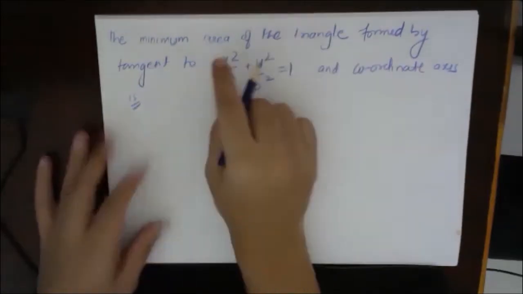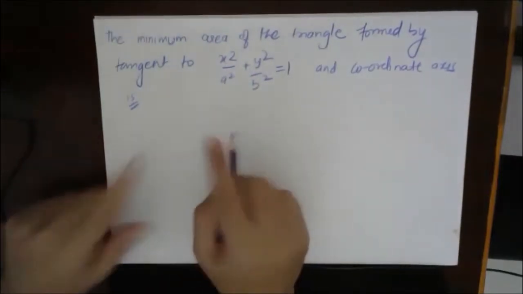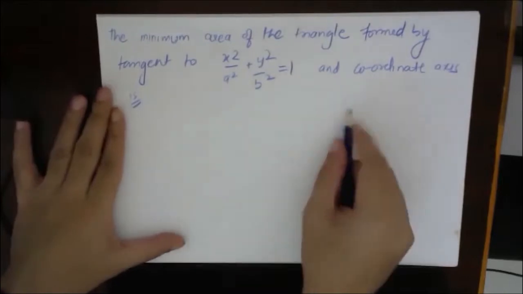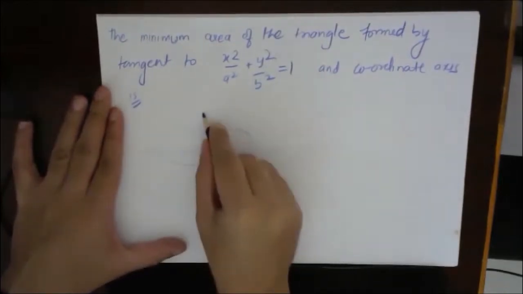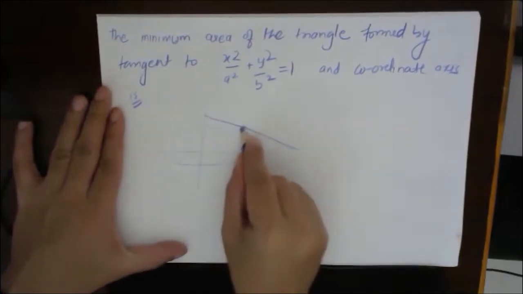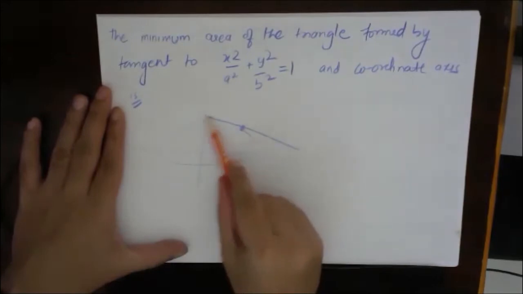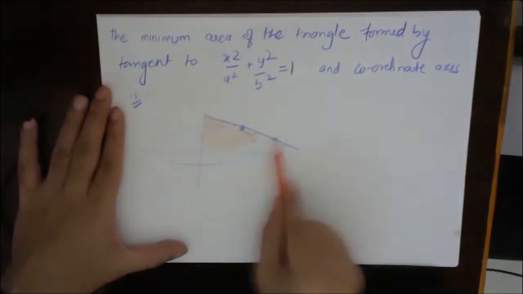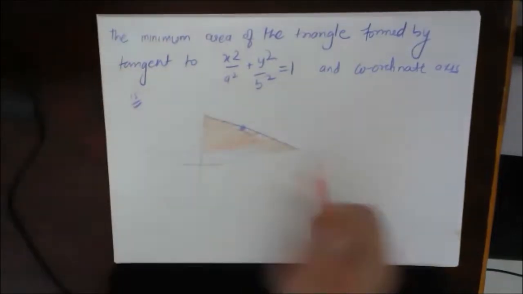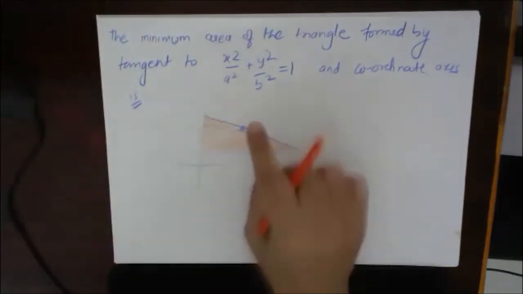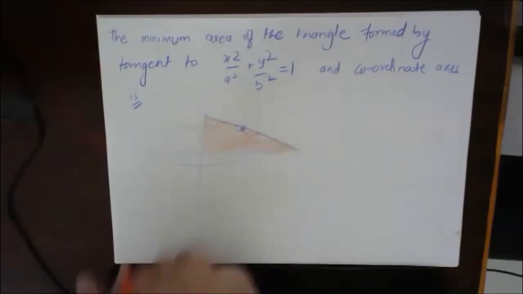You have to find the minimum area of the triangle which will be formed by this ellipse and the tangent. So basically what they are saying is that this is an ellipse, right? On any point on this ellipse a tangent will be formed. This tangent will form an area with the coordinate axes. So when this area is minimum, what is the minimum area you will form using any tangent on the ellipse?